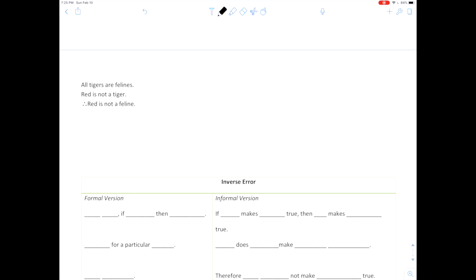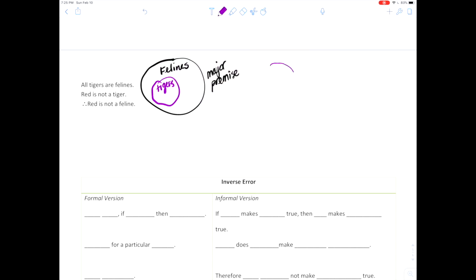I'll just draw freehand this time. See how good my circles are. So you have, again, felines. All tigers are felines. And then we have the tigers in here, right? And this is our major premise. Our minor premise is that Red is not a tiger. So again, we have tigers, and Red's outside of that. So we're going to put him outside the tiger circle.